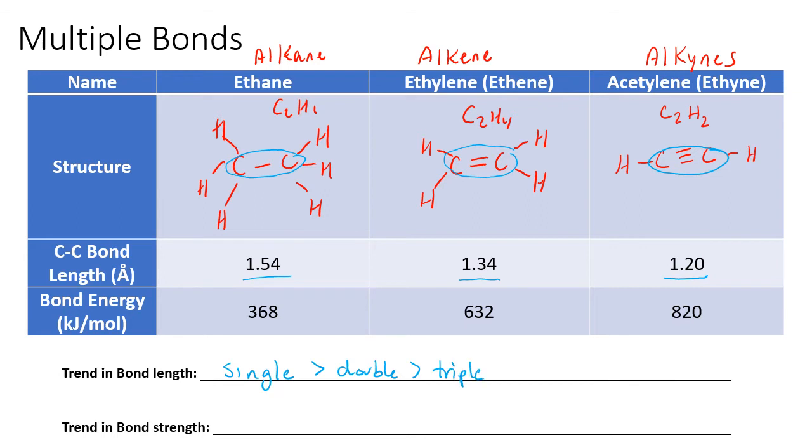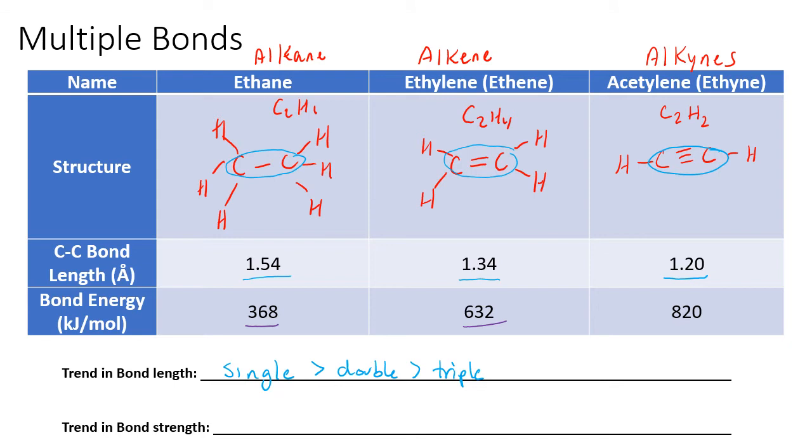And now let's compare that to the bond energy. So our bond energy is essentially, you can think about it, how much energy it would take to break that bond. So the bond energy for our alkane is 368 kilojoules per mole. And we're specifically looking at the carbon-carbon bond in this case. Versus our double bond, it would take 632 kilojoules per mole to break our carbon-carbon double bond. So it's a stronger bond.